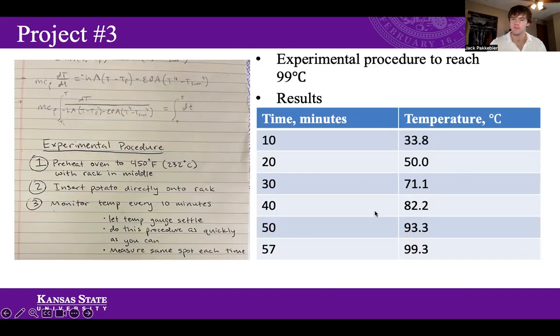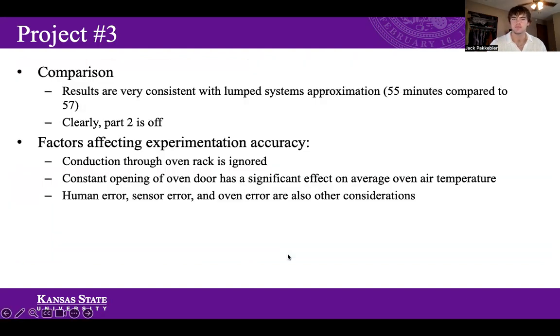Some of the results I saw is that it took about 57 minutes for my potato to get all the way to the temperature of 99 degrees Celsius. This should have been 60 minutes following exactly my experimental procedure here. However, when I saw that it was at 93 at 50 minutes, I assumed it would get there before 60 minutes. So I opened it a little bit early at 57 minutes, and it was a good guess.